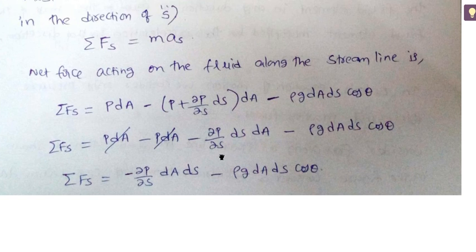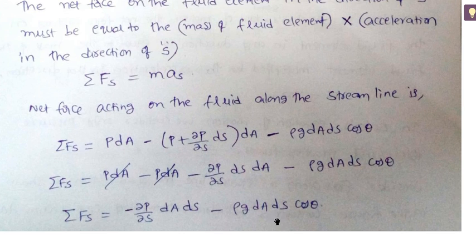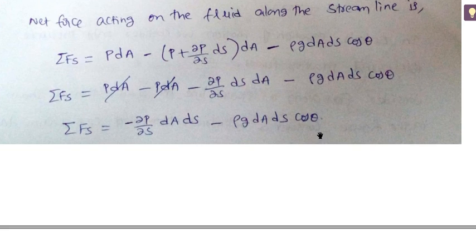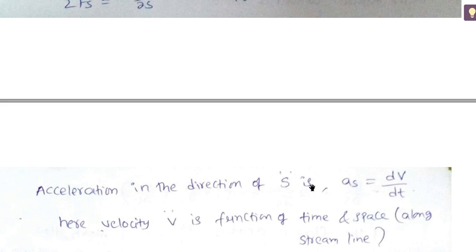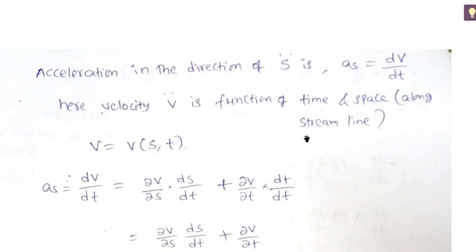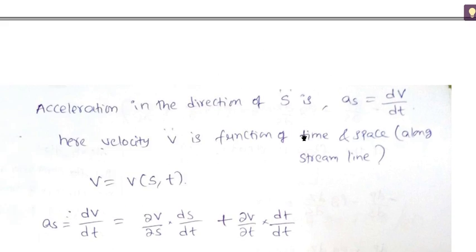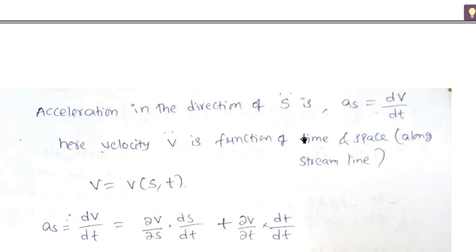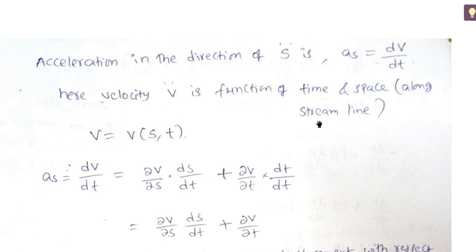So according to Newton's second law, net force acting along any direction equals mass into acceleration in that direction. So now we have to find mass and acceleration. Mass is nothing but density into volume. Again, volume can be written as dA into ds. So mass already we know. Then we need to find the acceleration along the streamline direction.